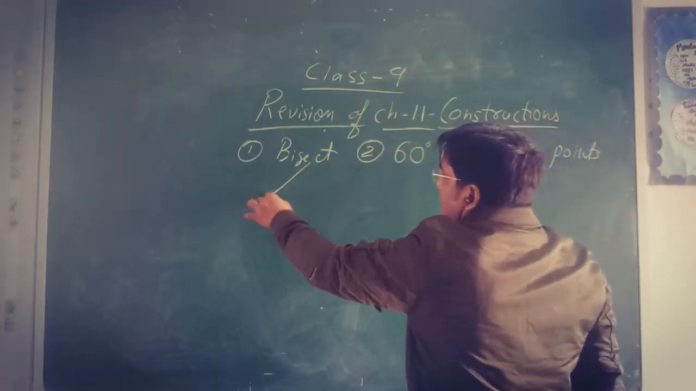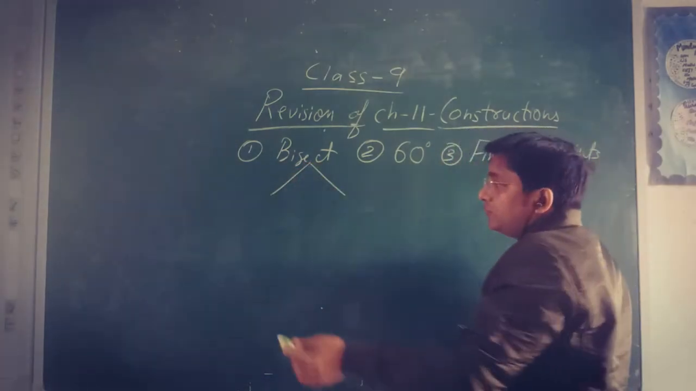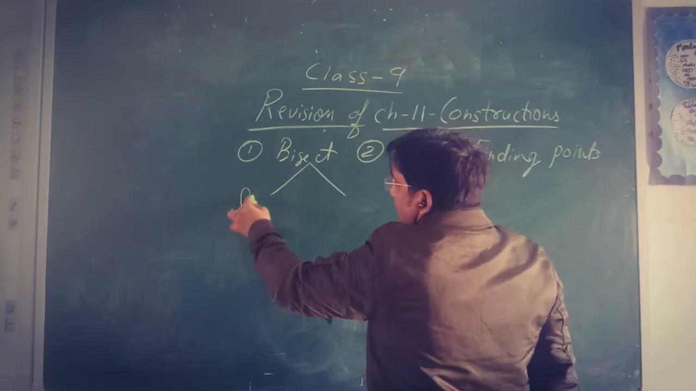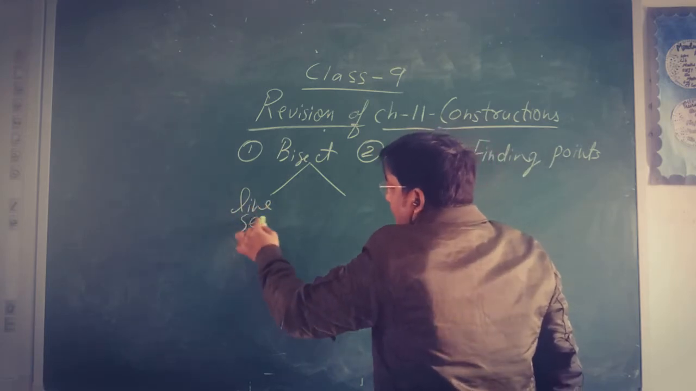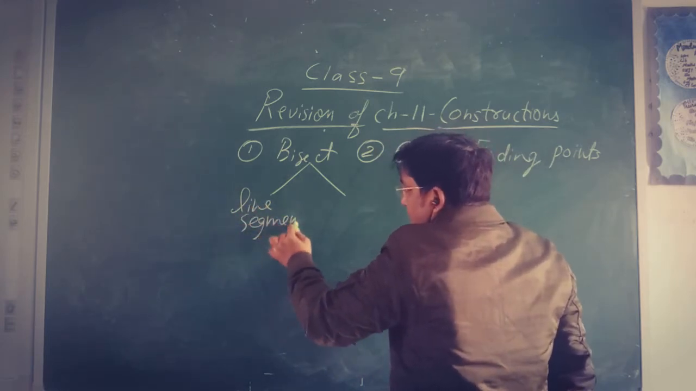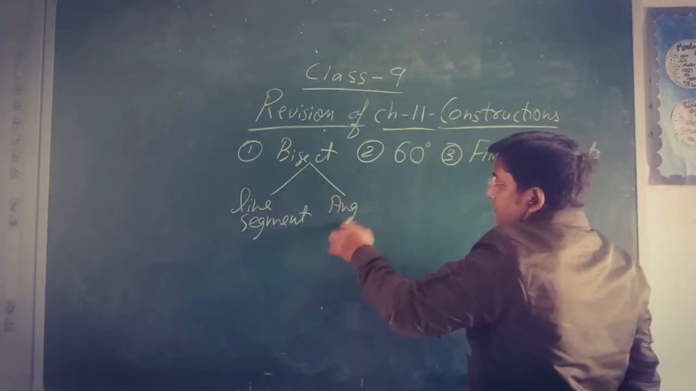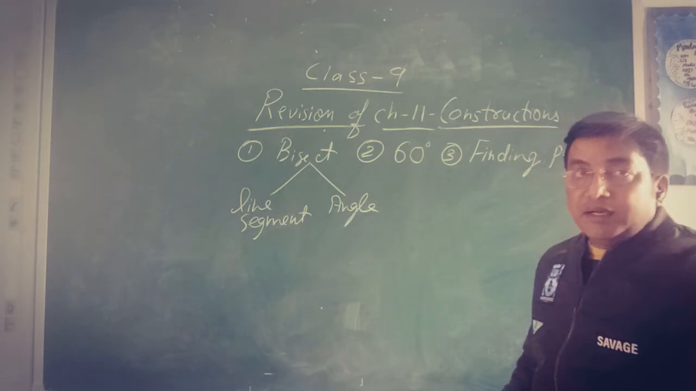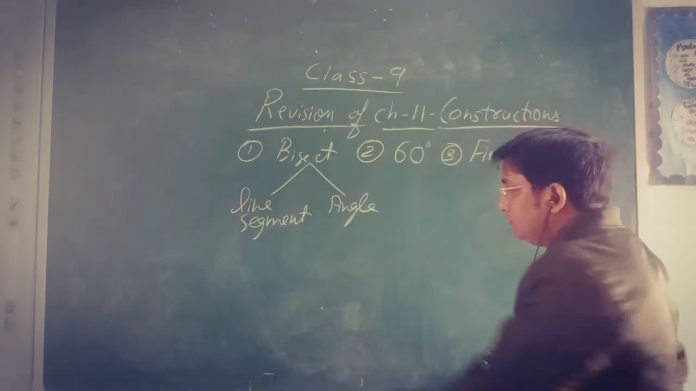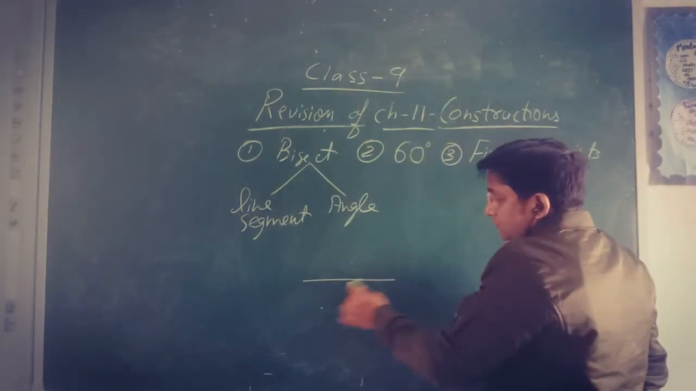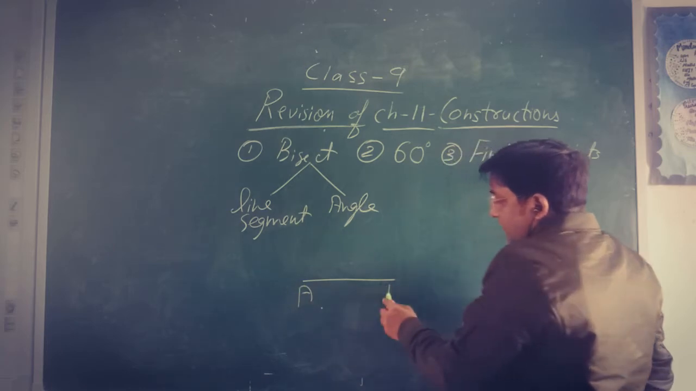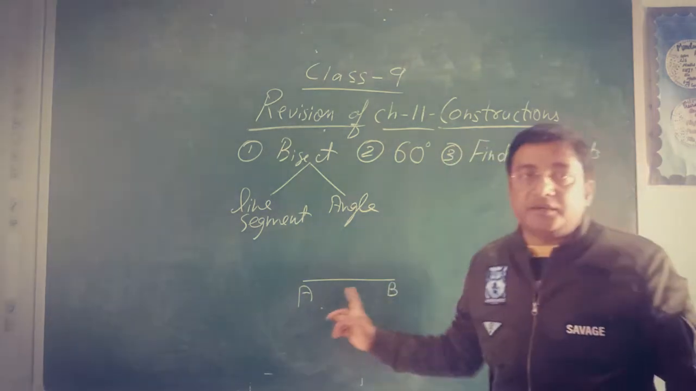In construction, we bisect only two things. One is a line segment, and the other is an angle. Let us start with the line segment. Let us take a line segment AB.